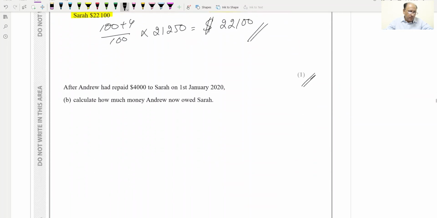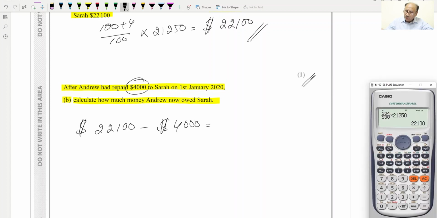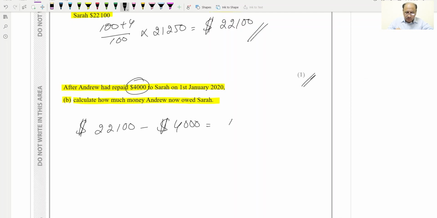This is done. Now, after Andrew had repaid 4,000 to Sarah on 1st Jan 2020, part B, calculate how much money Andrew now owed Sarah. So total pending amount was this much, which is 22100. So from this amount we can subtract 4,000 which is handed over. So minus 4,000 is equal to 18,100. So 18,100, this will be dollars.